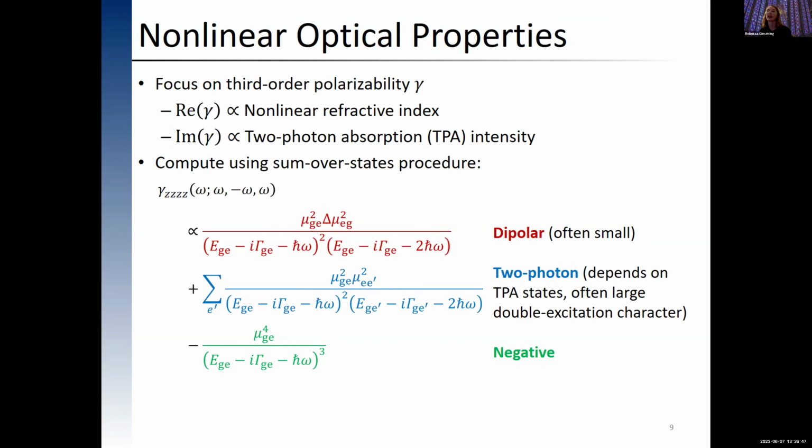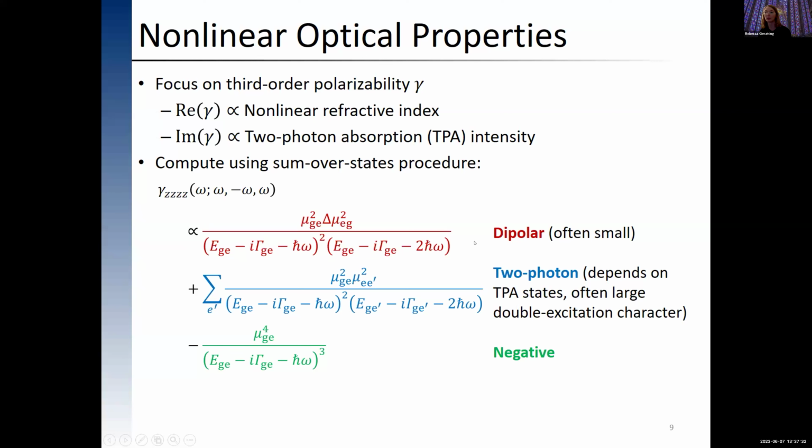Another case where I think the semi-empirical methods are really powerful is nonlinear optics. This is actually where I started using semi-empirical methods as a grad student, looking at these INDO-CI excited states for systems where the double excitations were really essential. So the third order polarizability has two parts. The real part is related to the nonlinear refractive index. So how does the refractive index change with the intensity of light? The imaginary part is related to two-photon absorption. And the expression has these three terms. I'm not going to go through it in detail.